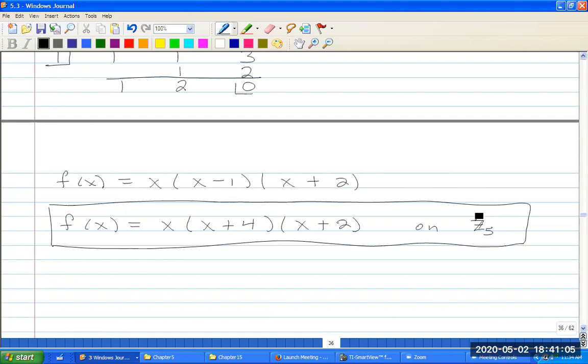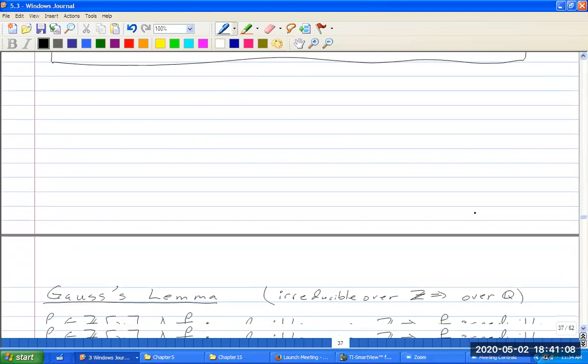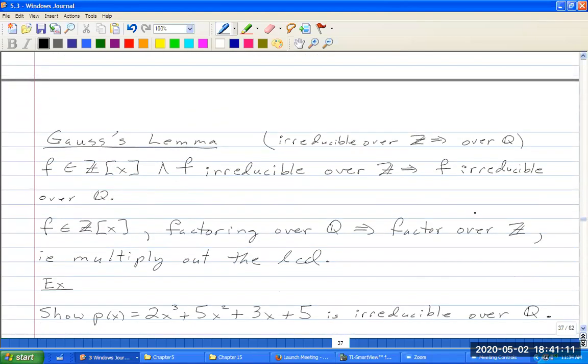Okay. Gauss's lemma. Gauss's lemma says irreducibility over the integers implies irreducibility over the rational numbers. Sometimes I may have said that accidentally. So if f is a polynomial with integer coefficients, and if f is irreducible over the integers, then f is irreducible over the rational numbers.